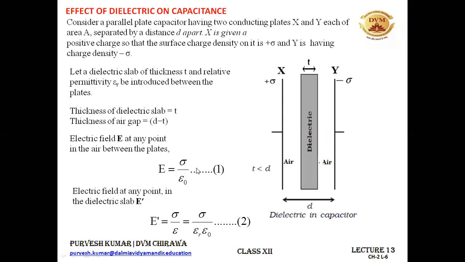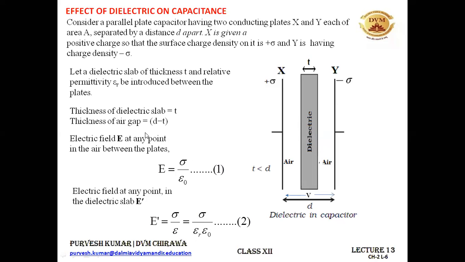Earlier vacuum was there, so we divided by the permittivity of the vacuum. But now the dielectric material is there, so we need to use the permittivity of the dielectric material, and it comes out to be sigma upon epsilon r into epsilon naught. We know that epsilon can be written as the product of relative permittivity multiplied by the permittivity of the vacuum. So this is our equation number 2.